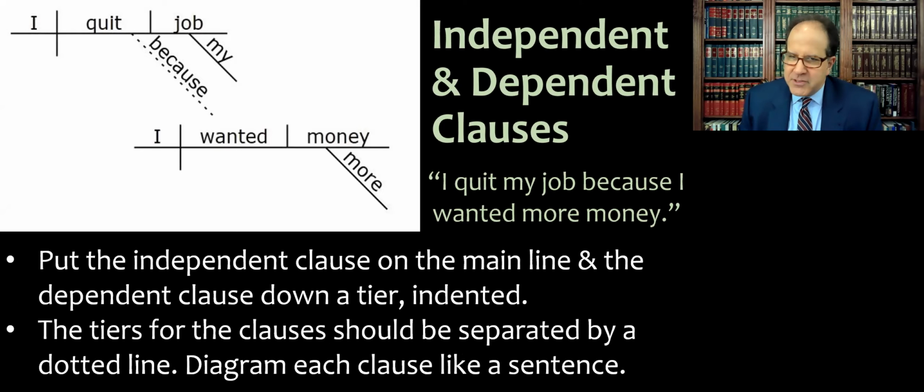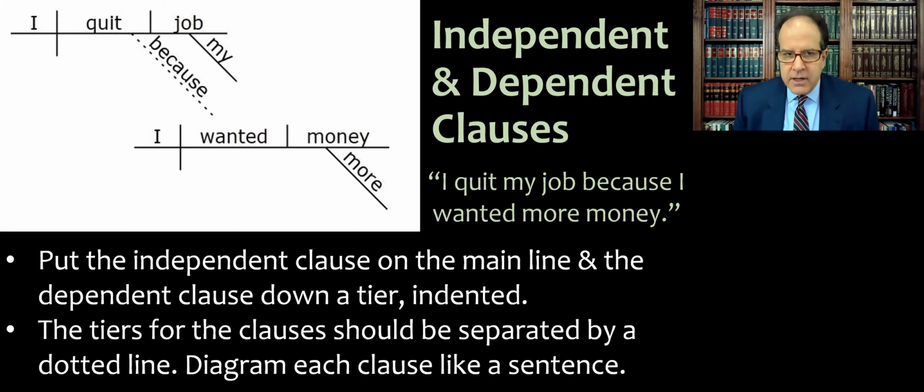We have these compound sentences that have an independent and a dependent clause. And the example here is, I quit my job because I wanted more money. So we're going to start by taking the independent clause and diagramming it as a simple sentence. I quit my job. That could have been a standalone sentence, whereas because I wanted more money is not a standalone sentence. It's a dependent clause.